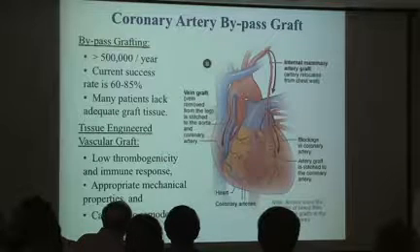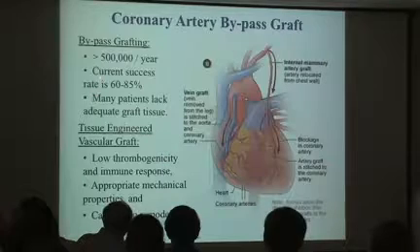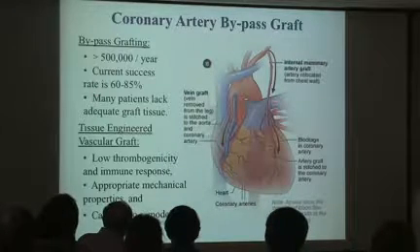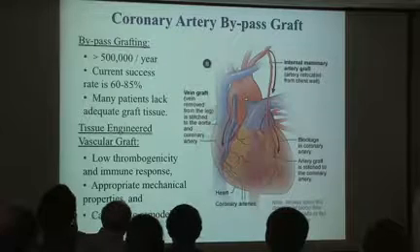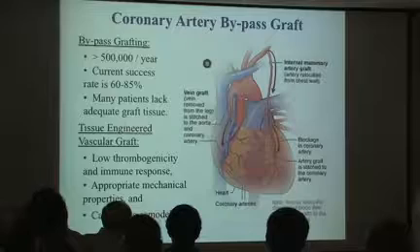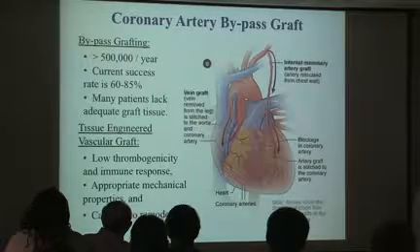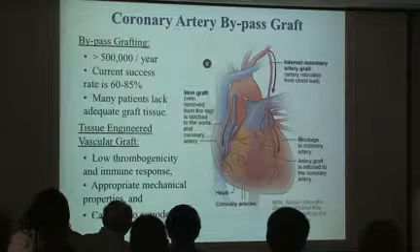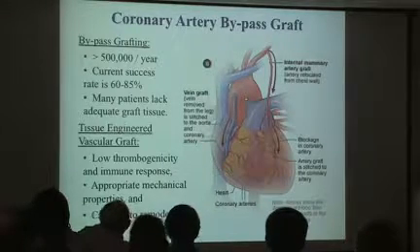There are 500,000 bypass grafts a year in the U.S. But currently the success rates are 60 to 85%. And in addition to that, many patients lack adequate grafting tissue. And so there's really a pressing need for an engineered vascular graft with low thrombogenicity and immune response, appropriate mechanical properties, and of interest here, the capacity to remodel to mechanical loading in their environment.